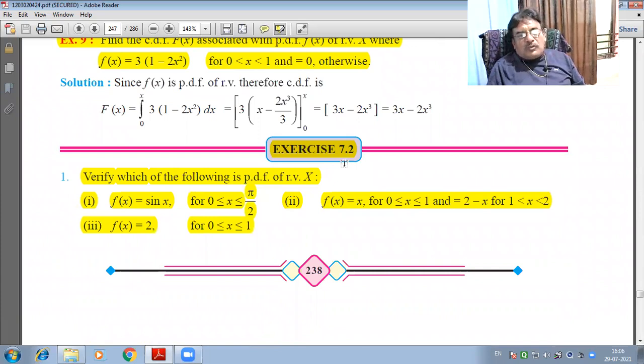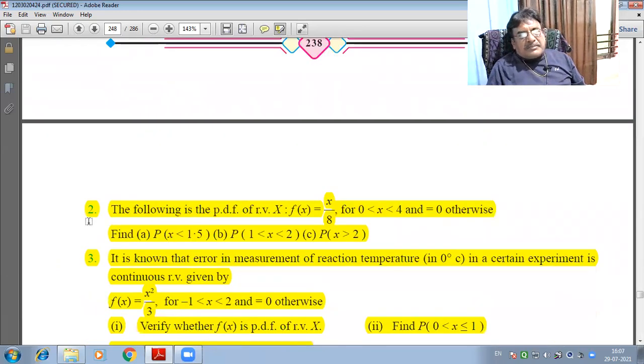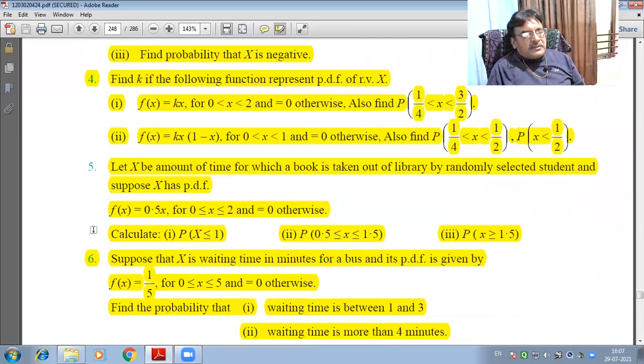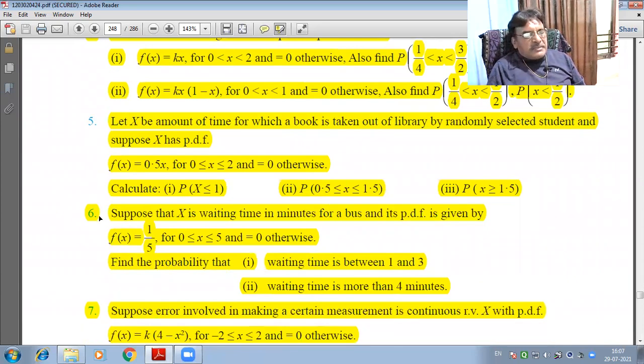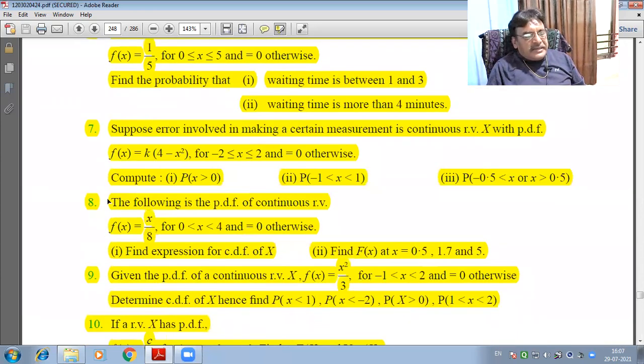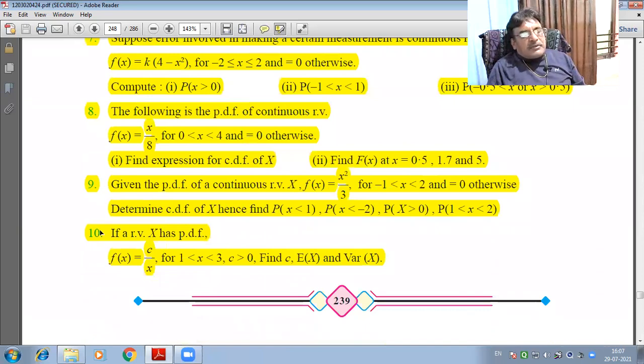Exercise 7.2 on page number 238, problem number 1: verify which of the following is PDF of random variable x. Sub questions first, second, third, all these questions are deleted. Page number 239, problems number 2, 3, 4, 5, 6, 7, 8, 9 and 10 are deleted.